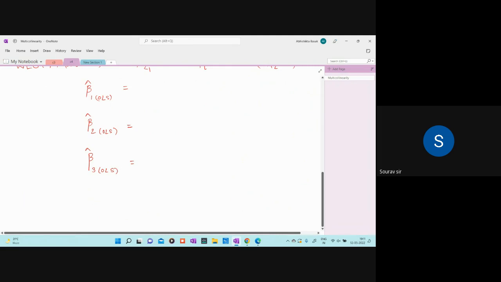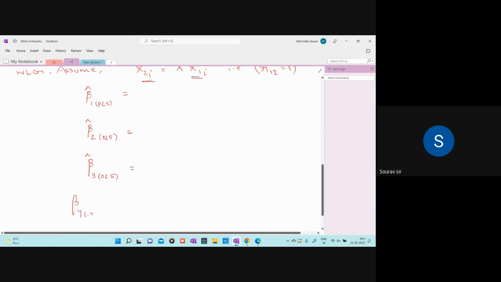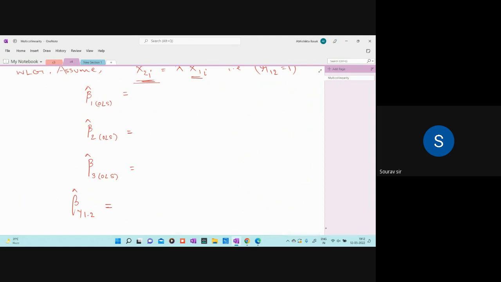Next, you can see that since these two covariates x2 and x1 are related, the relation for beta y1 dot 2 hat will be equivalent to the 0 by 0 form if I use this relation. Like in place of x2i, if I place lambda times x1i, it will be in the indeterminate form 0 by 0. So in that case, it is very difficult to obtain the value of this beta hat.